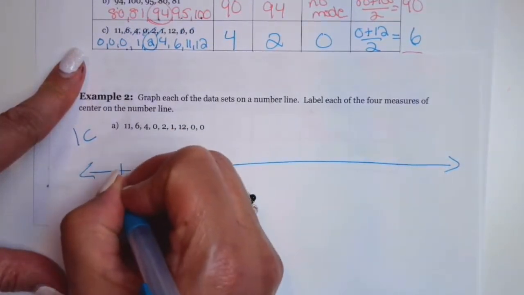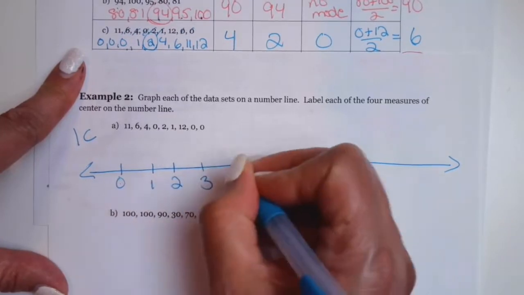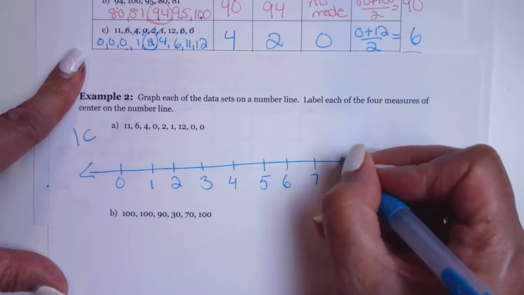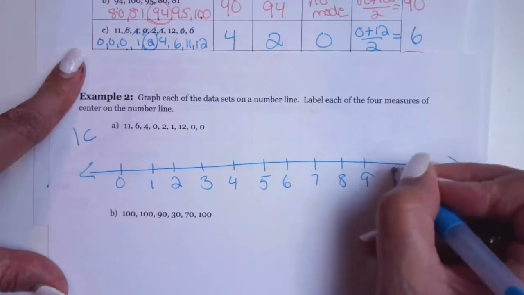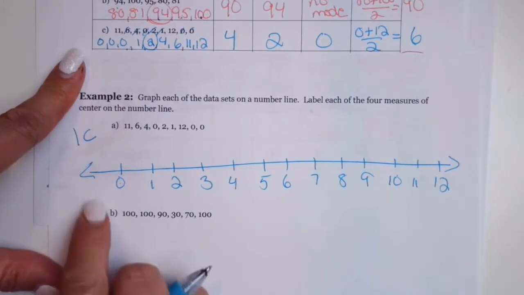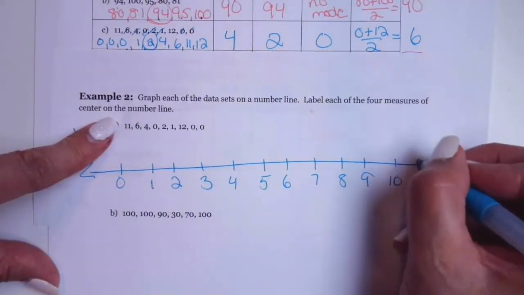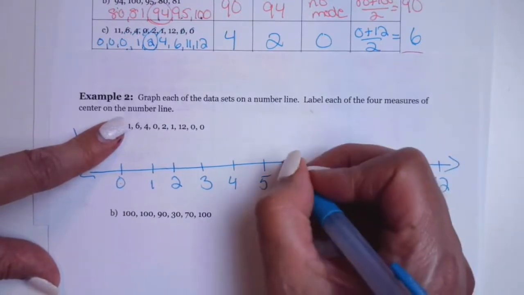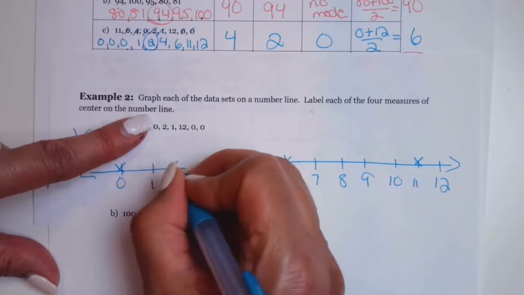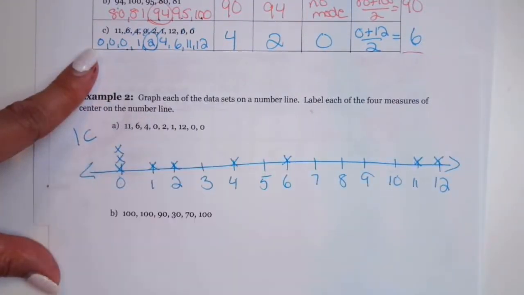So what we need to do is draw a number line here. I'm going to start with 0, 1, 2, 3, 4, 5, 6, 7, 8, 9, 10, 11, and 12. And now start graphing each of these. So we have 1, 11, 1, 6, a 4, a 0, a 2, 1, 12, and 0, and 0.